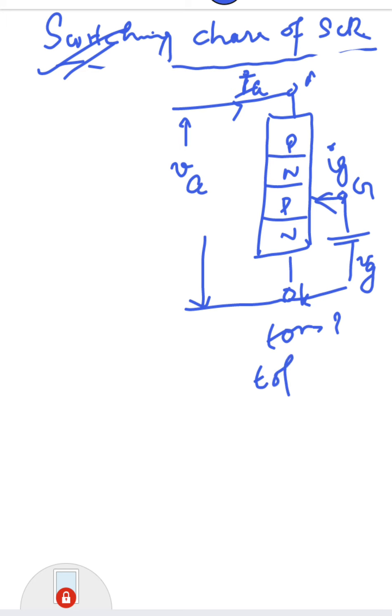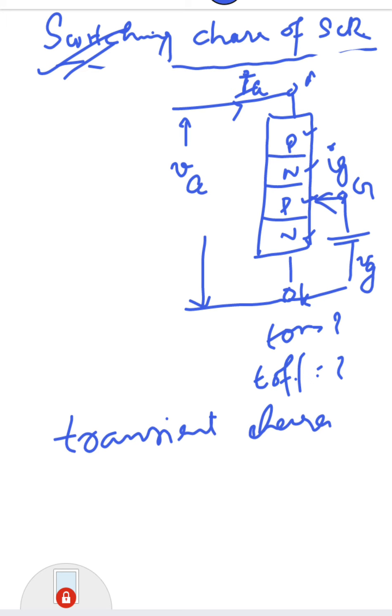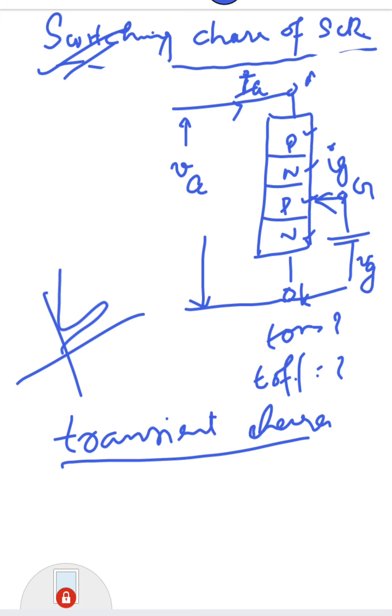Similarly, what is the turn off time of the SCR, will it turn off instantaneously or will it take some time, what is happening inside these 4 layers during this turn on and turn off process, those will be discussed in the switching characteristics. So this switching characteristic is actually called the transient characteristic, because at the instant of turn on what is happening, or at the instant of turn off what is happening, that is called transient. Earlier we have learned the static characteristic, this is called the steady state characteristic. After you have applied the gate current, after a long time, what is the steady state behavior of SCR, that is called the steady state characteristic. This characteristic is called the transient characteristic.